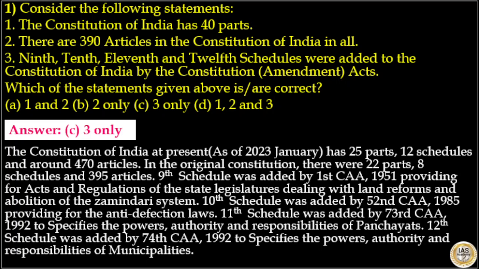The 10th schedule was added by the 52nd Constitutional Amendment Act 1985, providing for anti-defection laws. The 11th schedule was added by the 73rd Constitutional Amendment 1992 to specify the powers, authority and responsibilities of Panchayats. The 12th schedule was added by the 74th Constitutional Amendment Act 1992 to specify the powers, authority and responsibilities of municipalities. So, the answer to this question is option C, statement 3 only is correct.